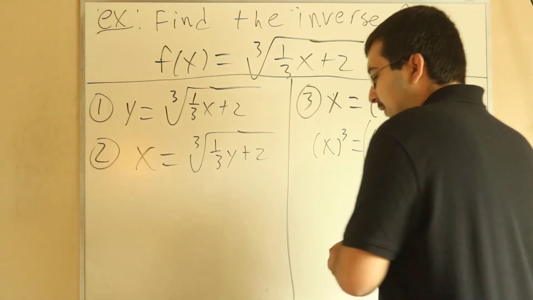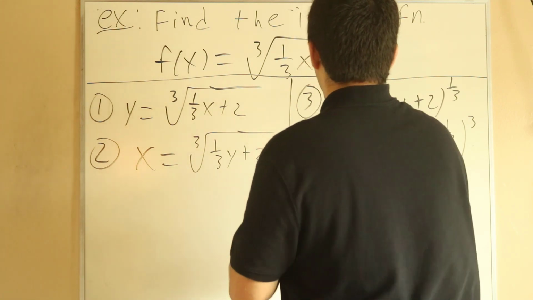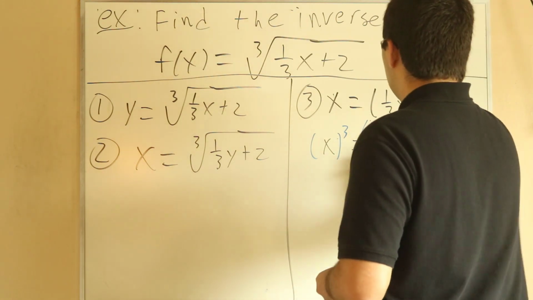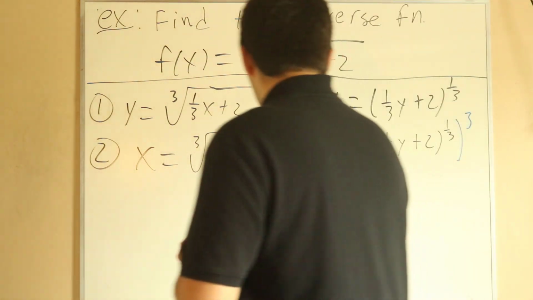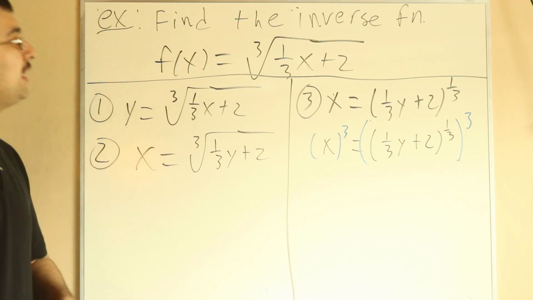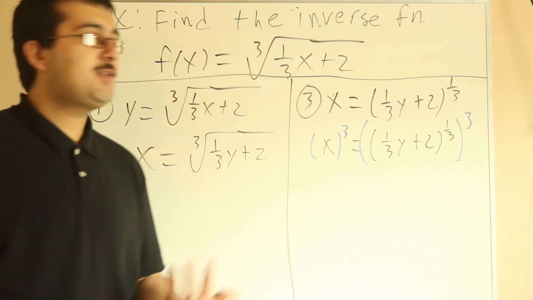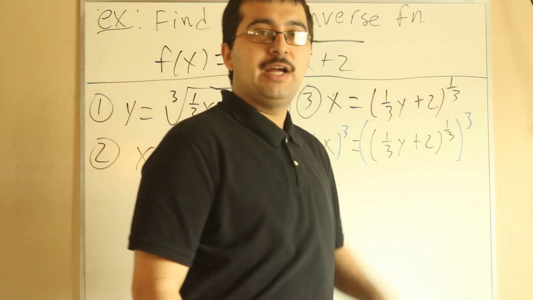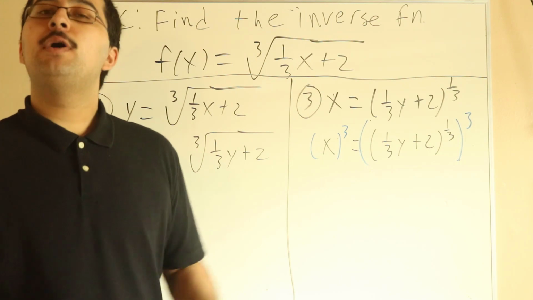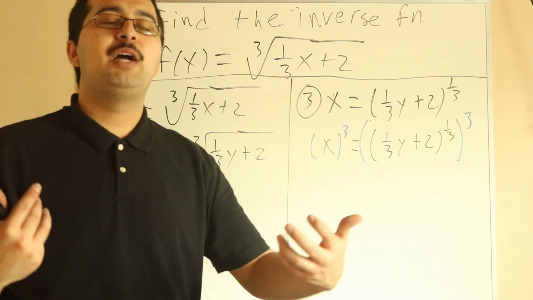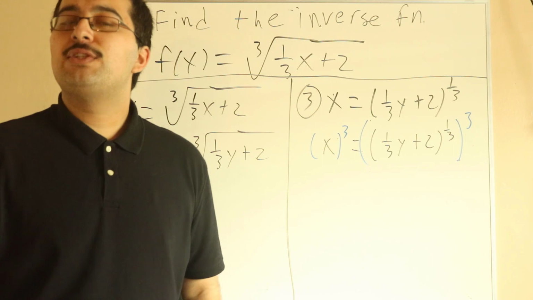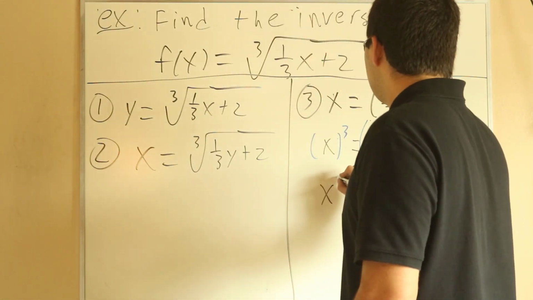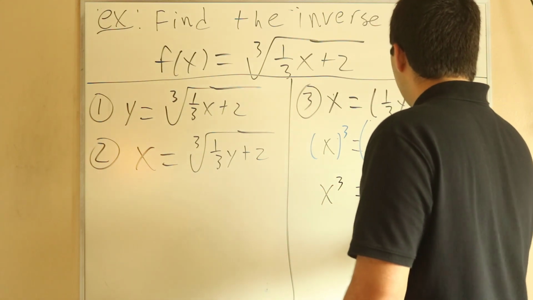And actually, let me draw that in a different color. So if I cube both sides, that'll allow me to get rid of the 1/3 on this side. And just to recall, why is that the case? Using our properties of exponents, I have an exponent taken to another exponent. What do I do to them? I multiply the exponents together. I multiply 1/3 and 3. That simplifies down into 1. The exponents go away. So then I'm left with x cubed equals 1/3 y plus 2.